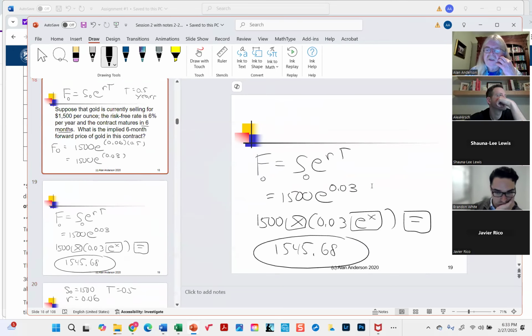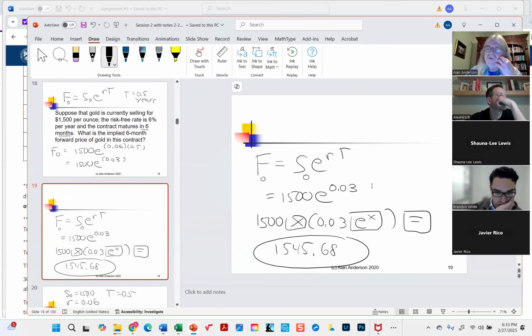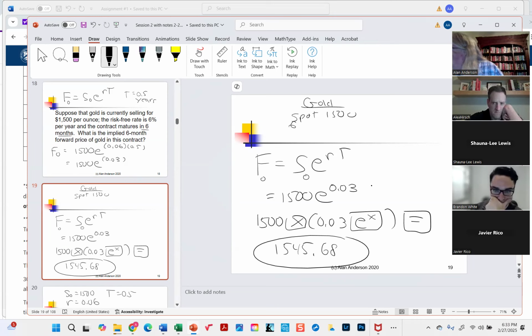All right. So that means if they still printed this in the Wall Street Journal, it would show you that gold prices are spot 1,500 and 6-month forward 1545.68.